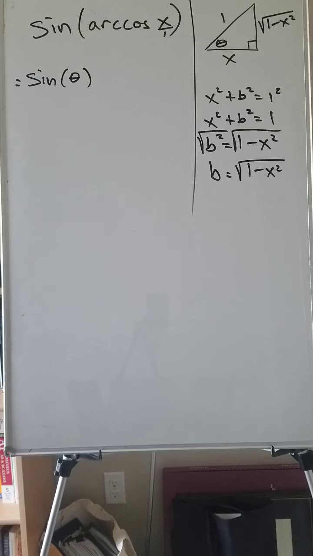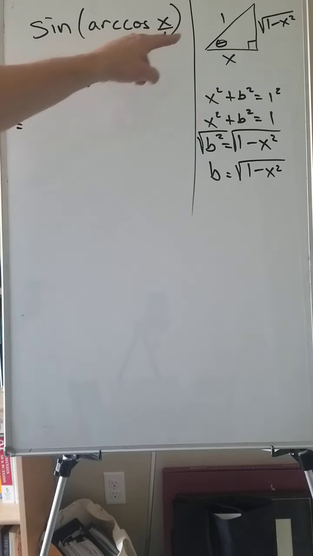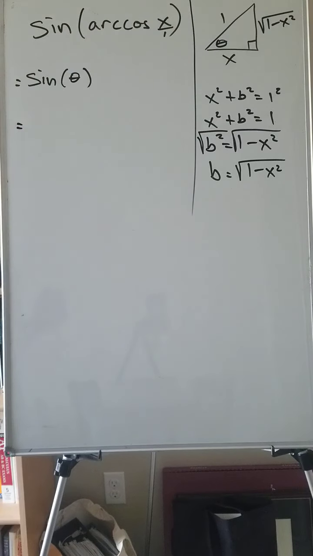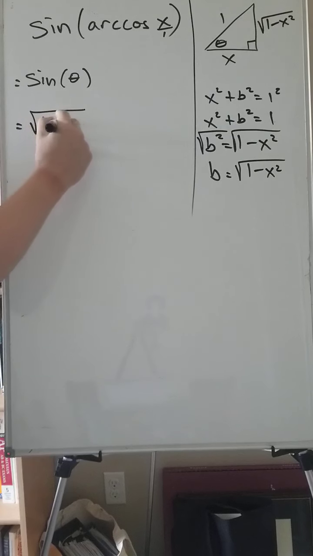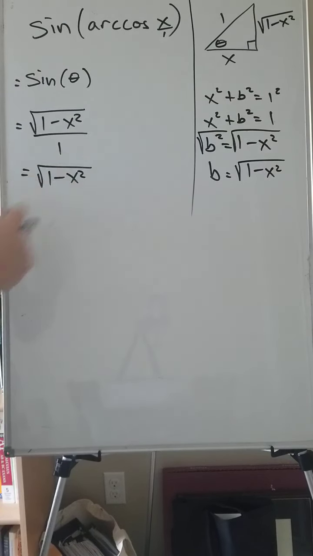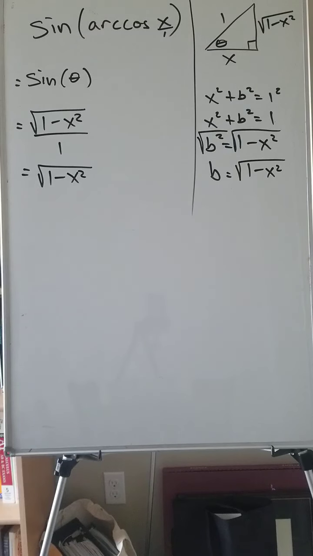And I can figure out what the sine of theta is by simply looking at the triangle that we've now drawn. The sine of theta is the opposite over the hypotenuse. So it's the square root of 1 minus x squared over 1, but that's really the square root of 1 minus x squared. And so that's the answer.